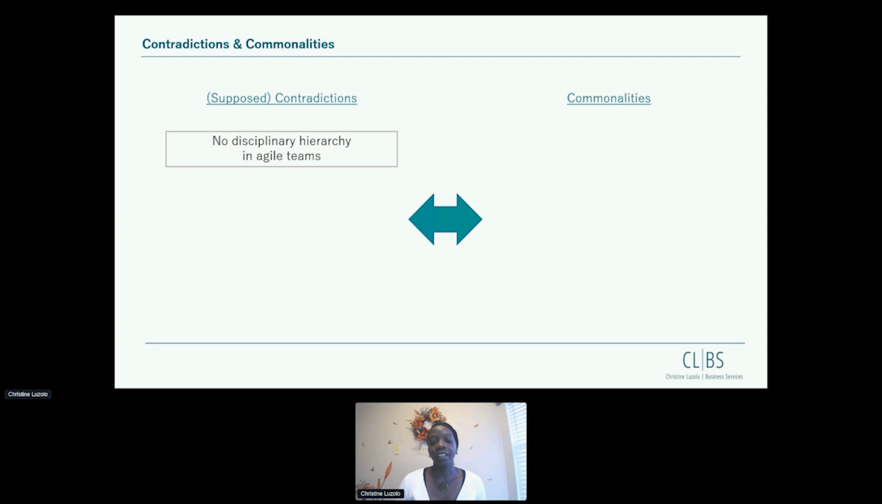So this is what I hear very, very often, but both the agile frameworks and the ISO standards have a commonality here, which faces this prejudice. And this is, okay, yes, in the agile teams, there is no hierarchy in that sense, but there are very clear responsibilities that anyhow ensure that everyone plays his or her part in the team.